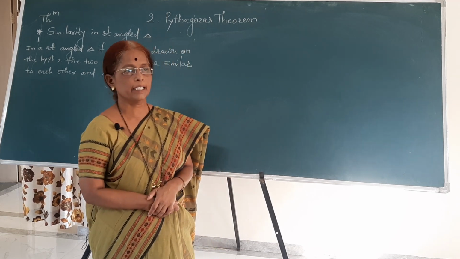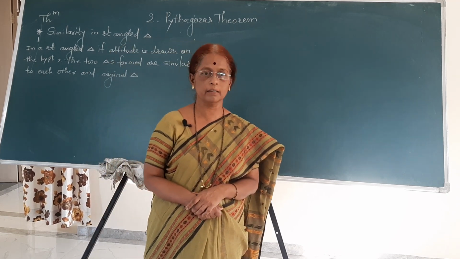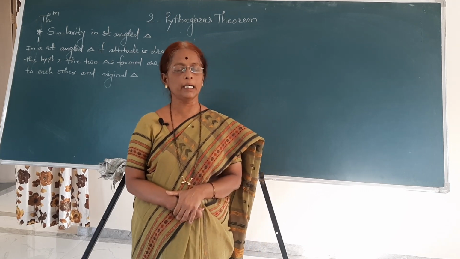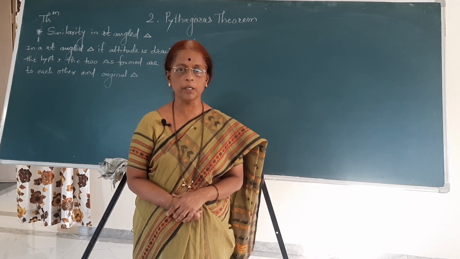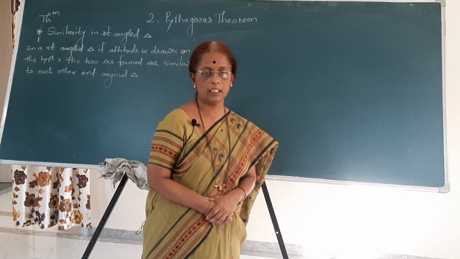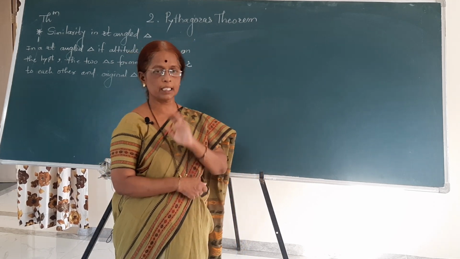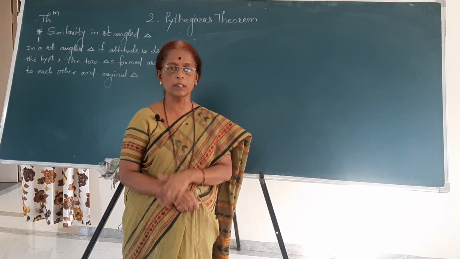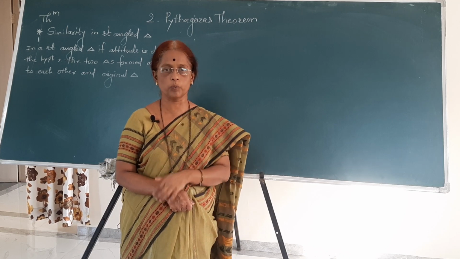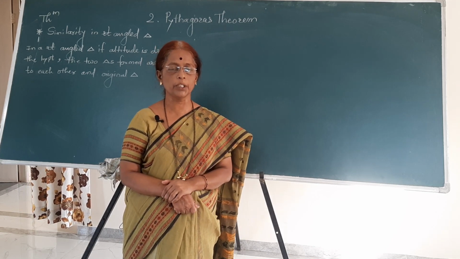After that we had studied different Pythagorean triplets also. For example, 3, 4, 5. So 5 is the biggest side, means 5 square is equal to 3 square plus 4 square. So this is the Pythagorean triplet.